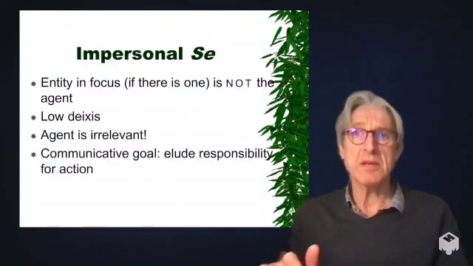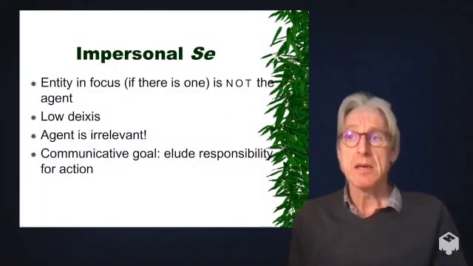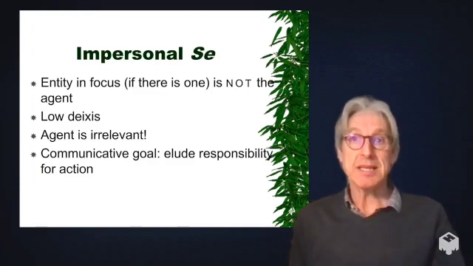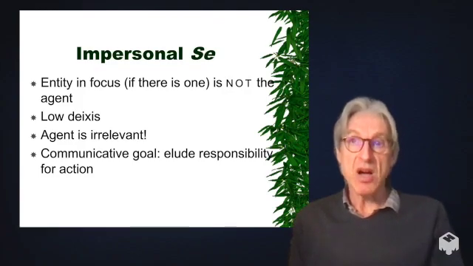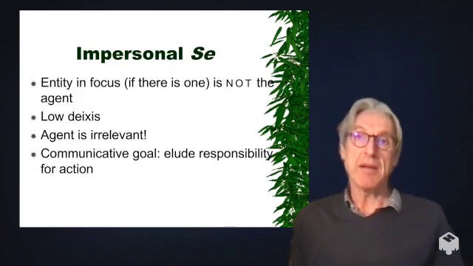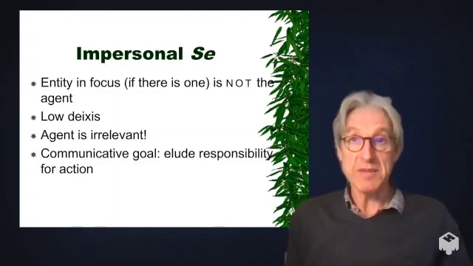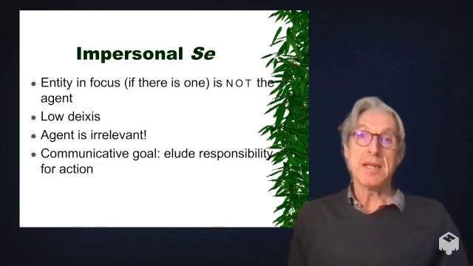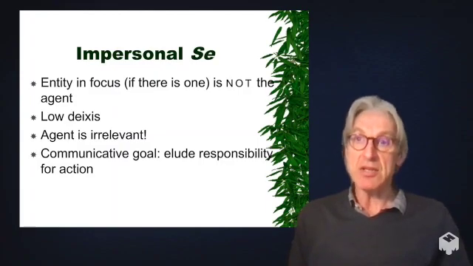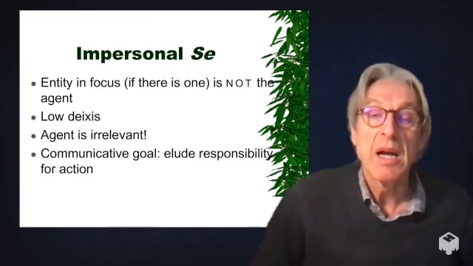Let us pass on to the first hypothesis, that impersonal se indicates that the entity in focus, if there is one, is not the agent. And I'm kind of balancing between what traditionally is called passive se and impersonal se. Now, we know that the form se has low deixis. That means that there is hardly any instruction to find the correct referent, and that may have two reasons, as I will briefly recall.